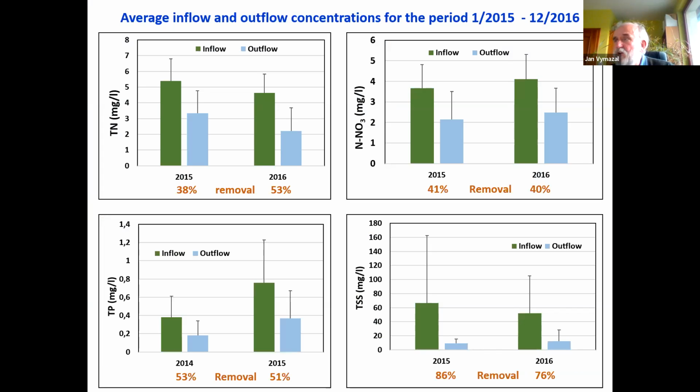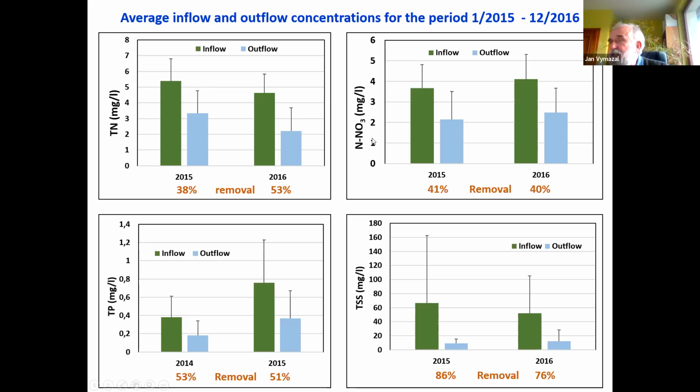And here are the results. So those are from 2015 and 2016. So we achieved in 2015 38% removal, in 2016 53. The concentrations were not exactly high, but because there is a drinking water reservoir nearby, we are glad that we achieved some removal.